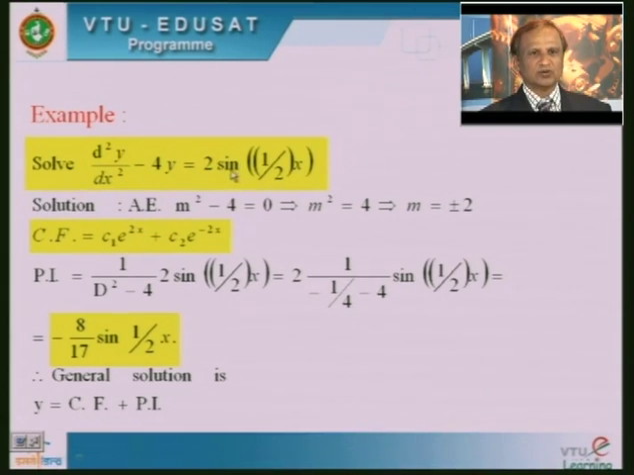So I request you to collect some more similar examples and practice. Is it clear? In some examples you may obtain the term D cube. As I have mentioned, we want to identify only D square. In such a situation, you can make it a D square. How do you make D cube into D square? It is very simple. D cube can be written as D into D square, and D square can be replaced by minus a square.